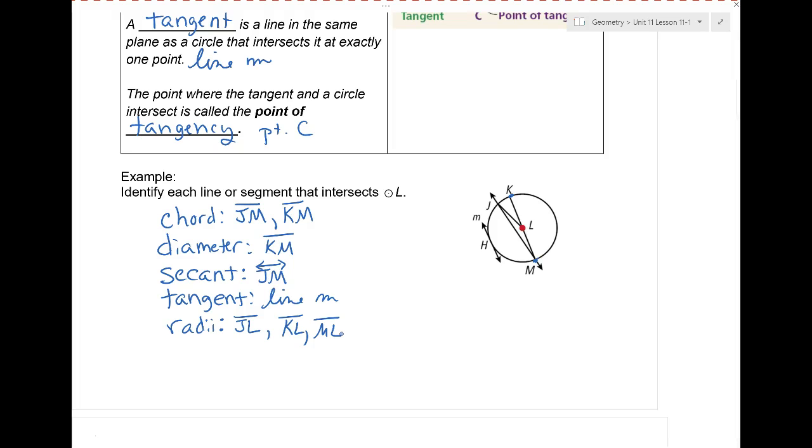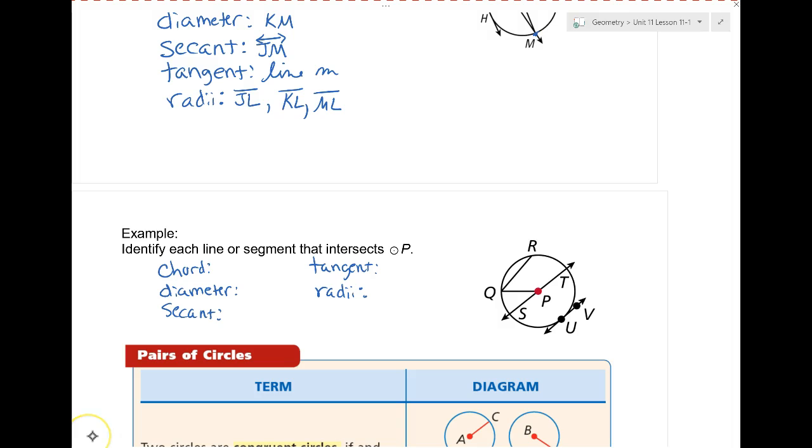All right, flip the page over. Your turn. Go for it. See how you guys do. What are going to be your chords? Does anyone say segment QR? All right, so it's segment QR. What was the other one? ST? All right, so segment ST. Awesome. Okay, how about a diameter? Yep, segment ST. Awesome. How about a secant? Very good. Line ST. Just a little bit of difference, isn't there? And then we have a tangent. What did you guys get for a tangent?